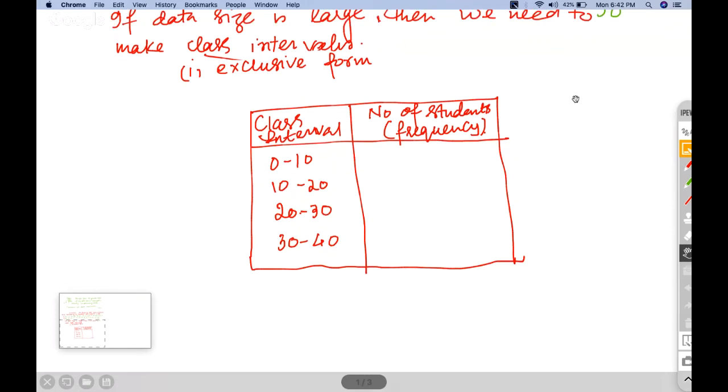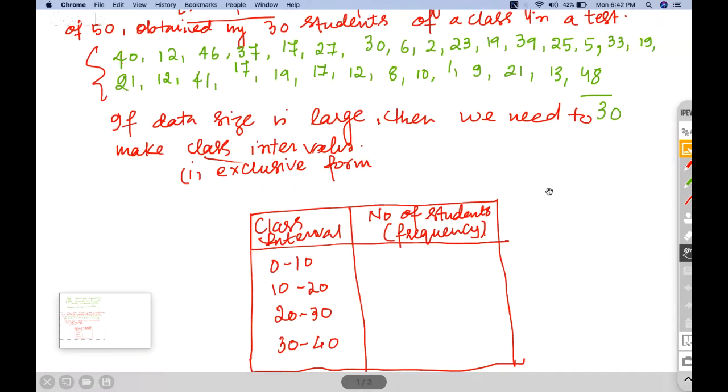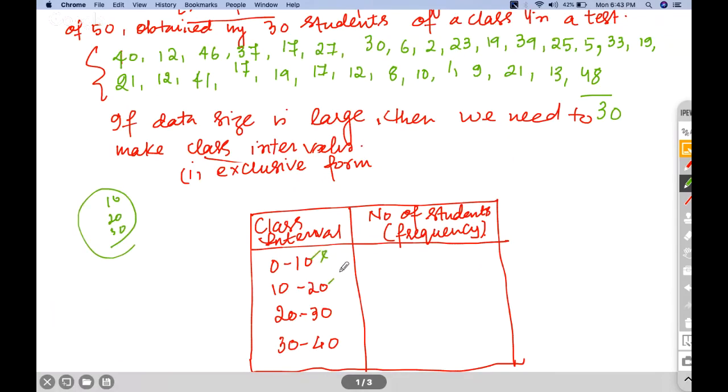So try to understand. Let me put the data here. Now 0 to 10, how many values are there? I'm saying that 10, 20, 30 are not in here. So 10 is not included here, 20 is not included, 30 is not included. It means that if 10 is coming, I'll write in the second. If 20 is coming, I'll write in the third. 30 is coming, I'll write in the fourth. So between 0 to 10, let me find out the values.